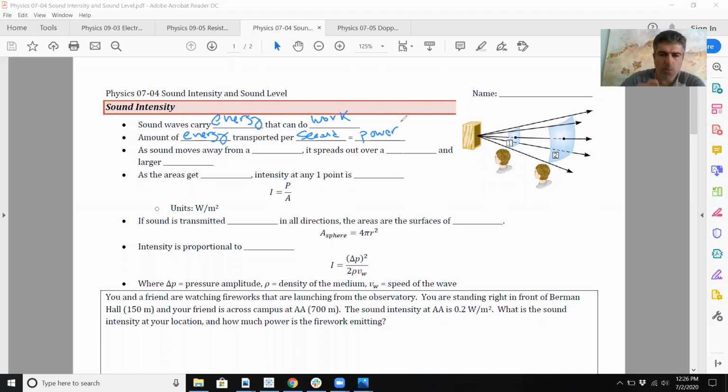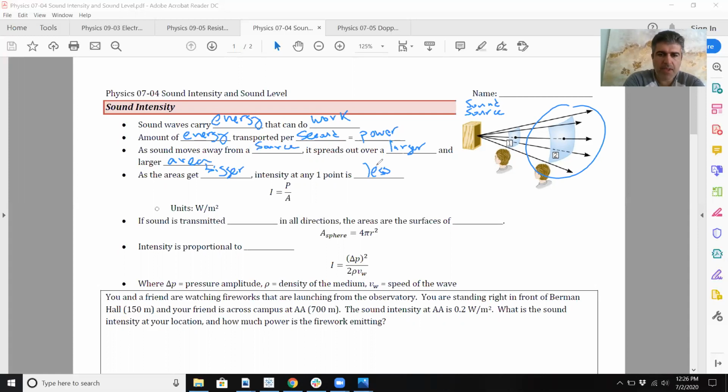As sound moves away from a source, it spreads out over a larger and larger area. So here's a sound source. You can see how the sound gets dispersed as we spread out over a larger area. As the area gets bigger, the intensity at one point is less.